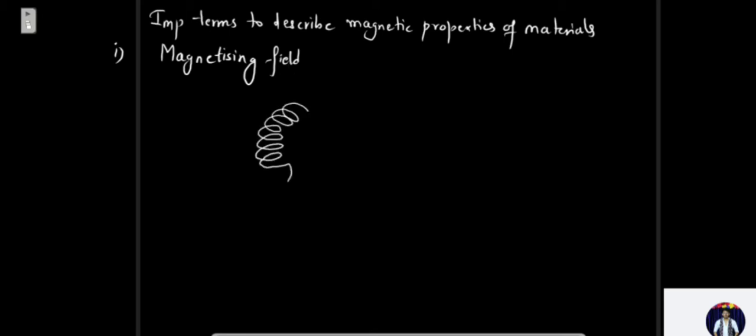solenoid, let's assume this is a toroidal solenoid carrying a current I. If it is carrying a current of I and it has n number of turns per unit length, then the magnetic field which is set up in this toroidal solenoid is given by what? B naught is equal to mu naught into n into I, where mu naught is the permeability of free space, n is the number of turns per unit length, and I is the current which is flowing through this toroidal solenoid.